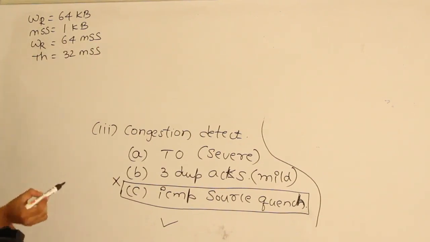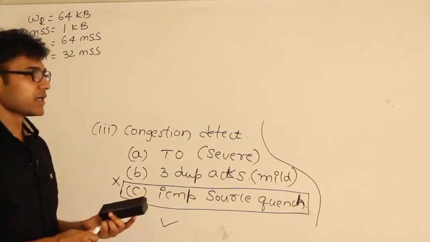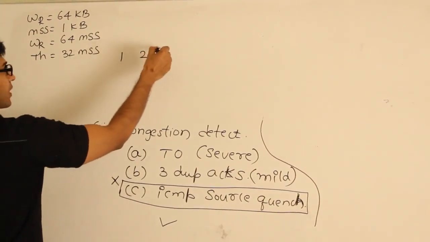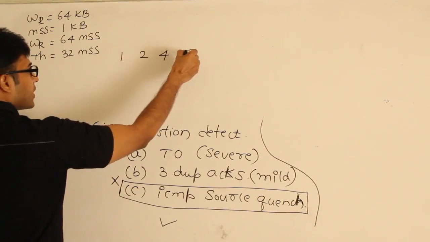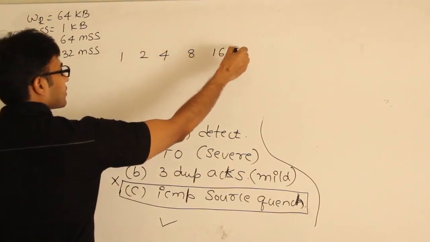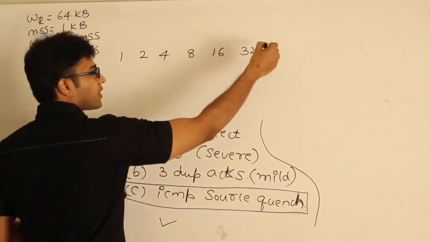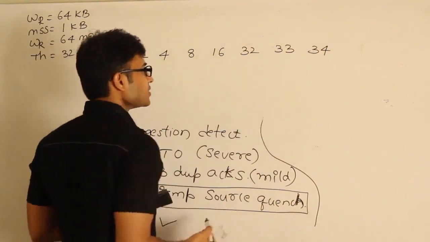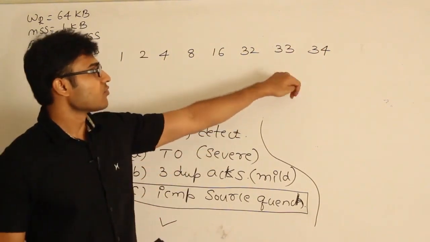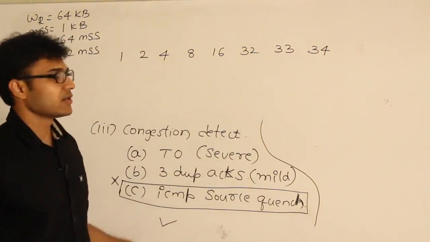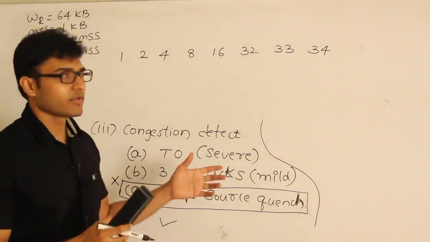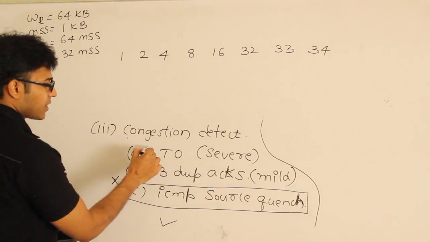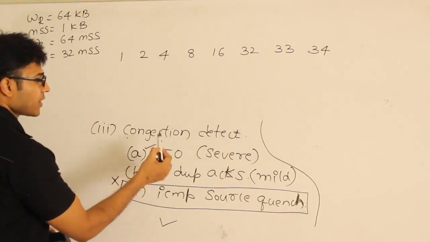Then how does the congestion window grow? So how are we going to send the packets? We are going to start with 1, and then 2, and then 4, and then 8, 16, 32, and after that 33, and then 34. Let us say our algorithm has reached this point, which means I have sent 34 MSS, 34 segments, and then I am just waiting now. So how can the congestion be detected? Two ways, either by timeout or by 3 duplicate acknowledgements.